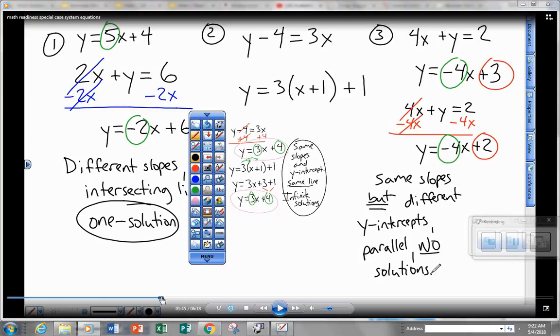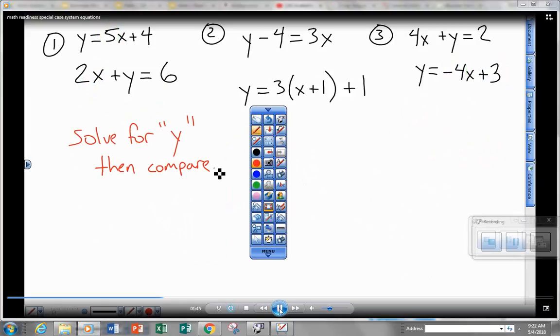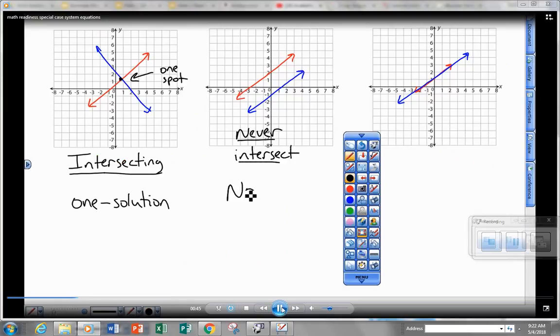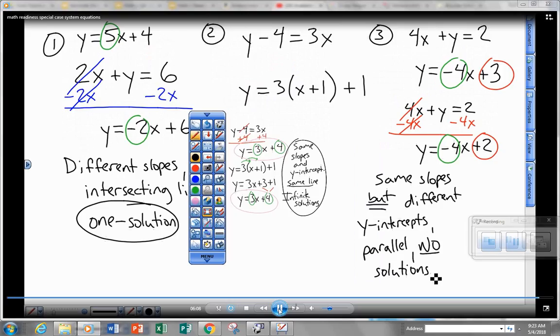So again, know the look of graphs. If I have just the graphs, if it touches in one place, one solution. If they're parallel and never touch, no solution, parallel lines. If they're intersecting everywhere, many solutions, infinite solutions. Know by how the graph looks how many solutions you're going to get. Also know by looking at your equations.